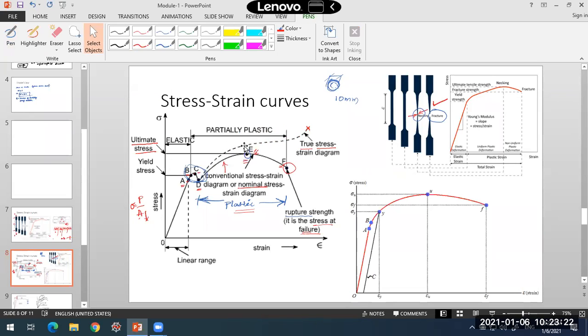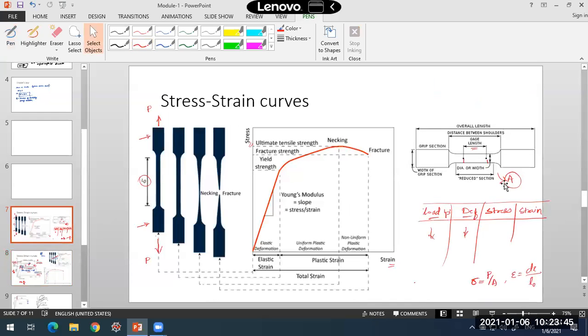True stress. What we are plotting here in this stress strain diagram by conducting the test is not the true stress. It is the nominal stress, because every time we are calculating with respect to the original area. Every time in the table you calculate the stress, the area you take is the original area that we measured before the test. I'm using the same area for calculating the stress at every point of the test.